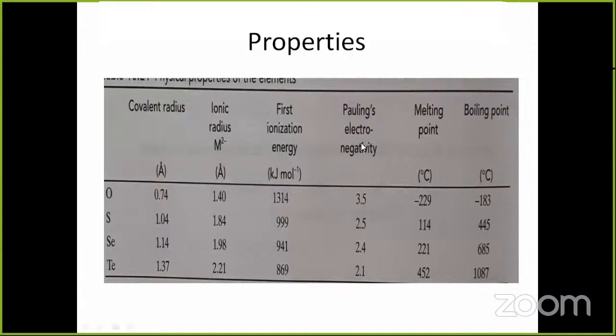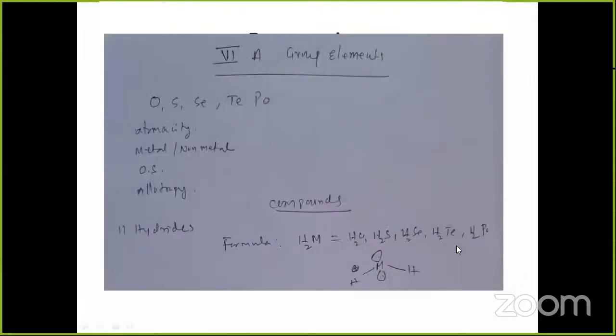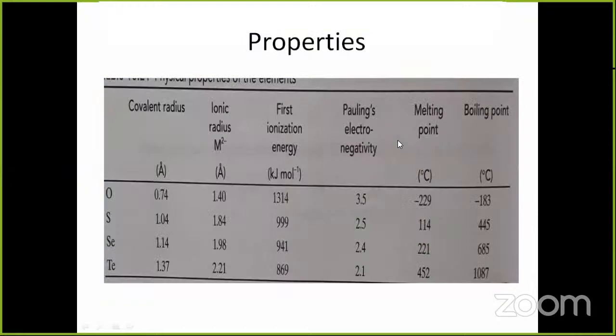So now, these are the Pauling electronegativity values, like 3.5. Electronegativity decreases, and ionization potential also decreases from top to bottom. And these are the melting points. The minus sign is indicated because oxygen is in a gaseous state, the remaining are solids. The same for boiling point: oxygen is very low, and the remaining are solid. Then ionic radius.